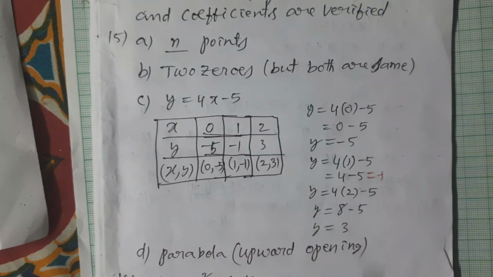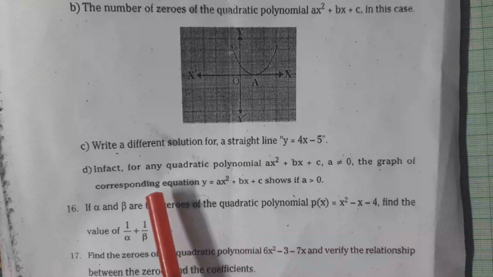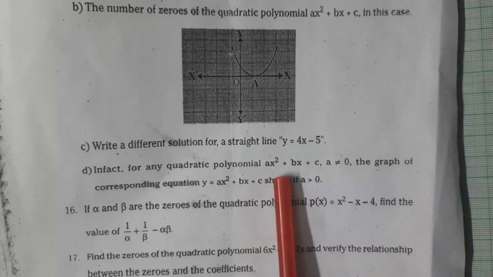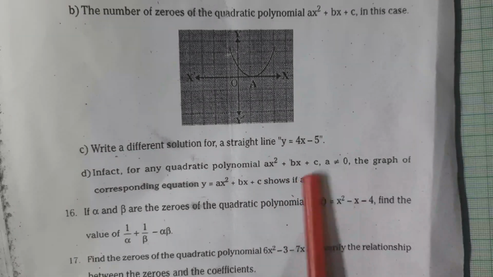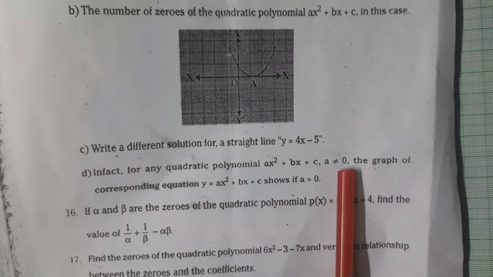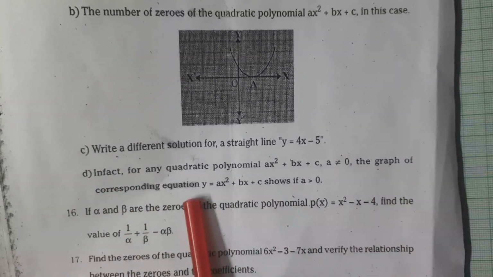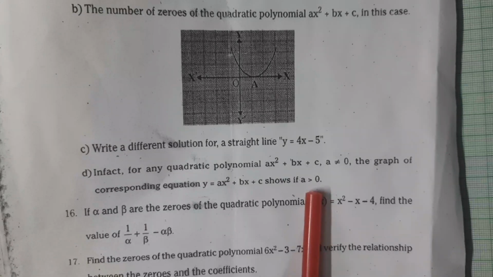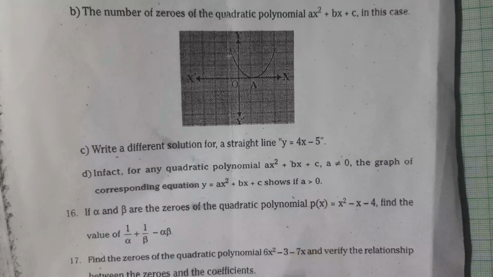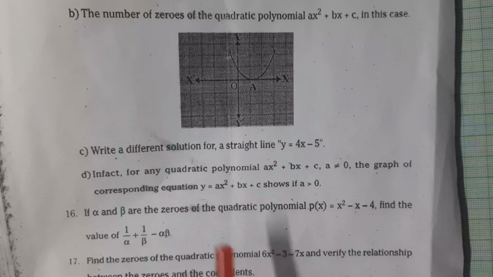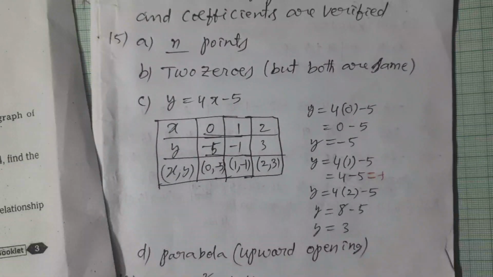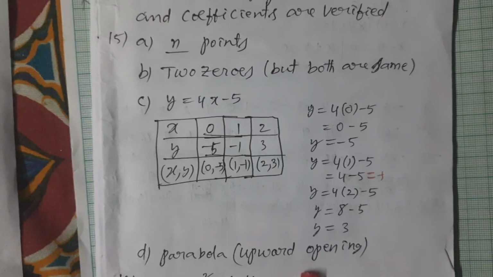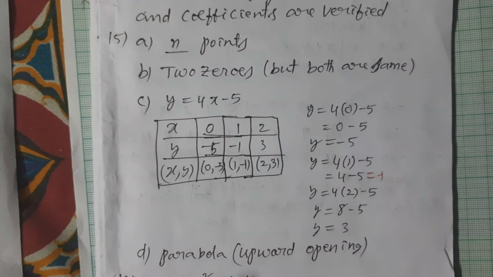These are the points. Next, in the given question, one more point is given. For any quadratic polynomial ax square plus bx plus c is equal to 0, c not 0, a is not equal to 0, the graph of the corresponding equation y is equal to ax square plus bx plus c shows, if a is greater than 0, it will be coming upward. Coming upward at 2 different points. A parabola, an upward opening diagram, will come. Yes, that is the graph.